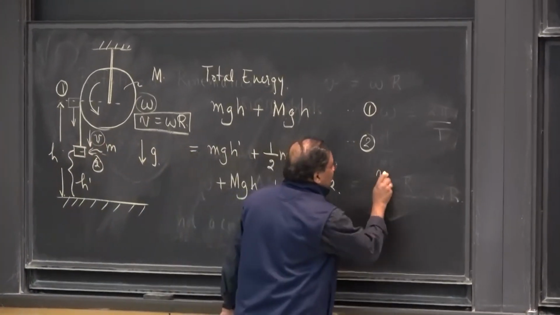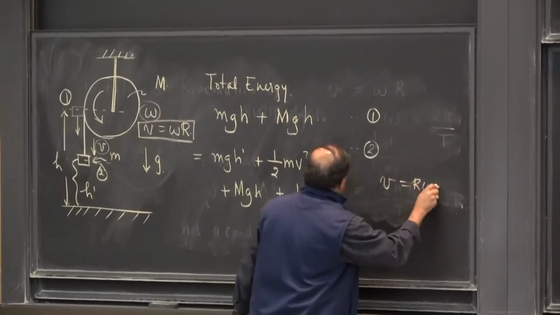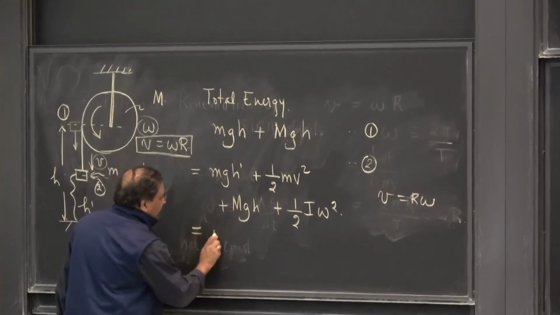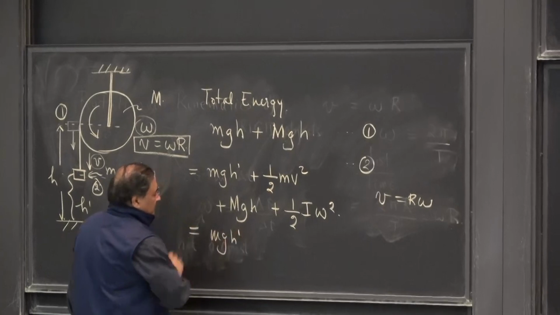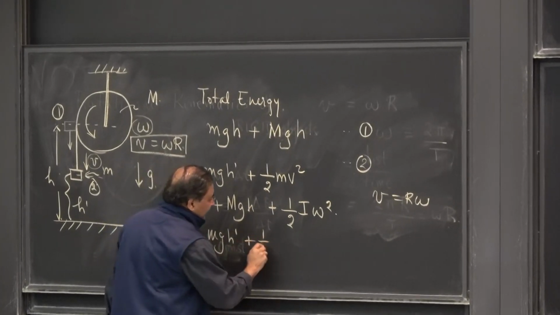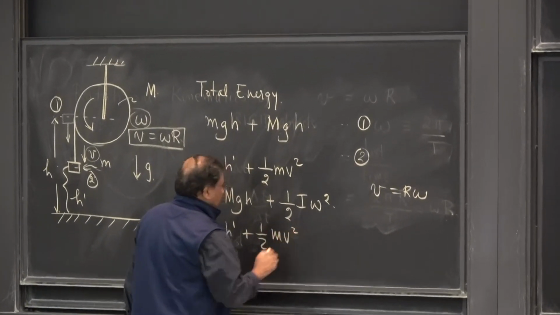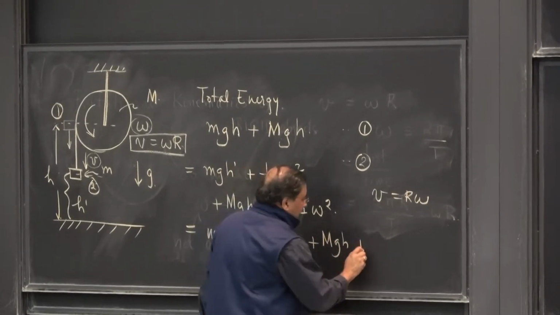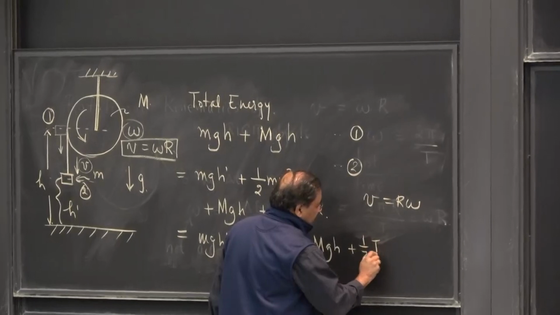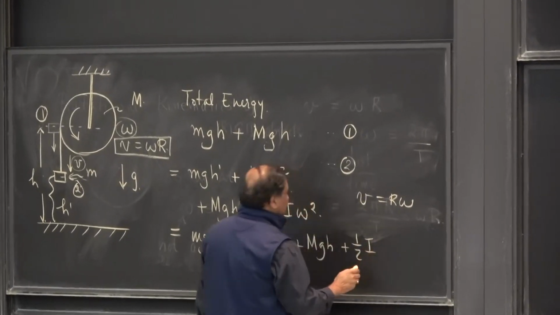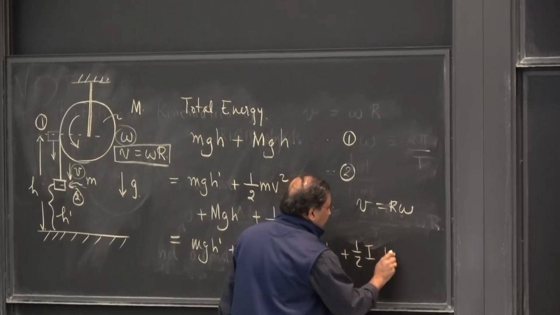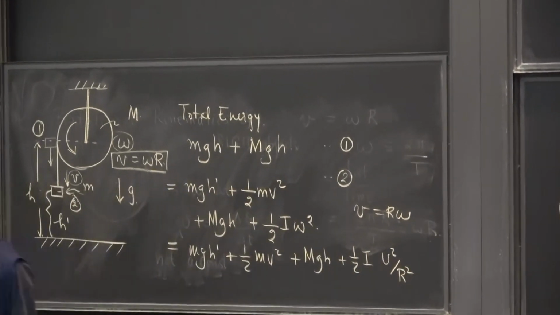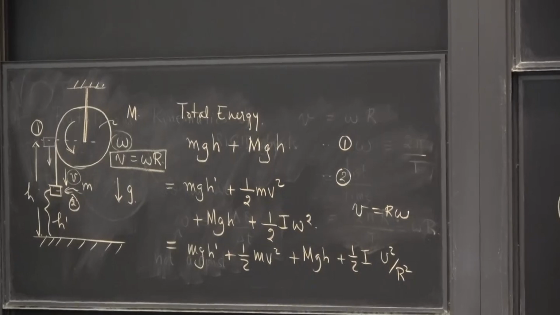So I'm telling you also that v is r omega. So therefore I should be able to write this as mg h prime plus 1/2 mv squared plus big Mgh plus 1/2 I, but now omega can be written as v squared over r squared. Then at least I have v everywhere.